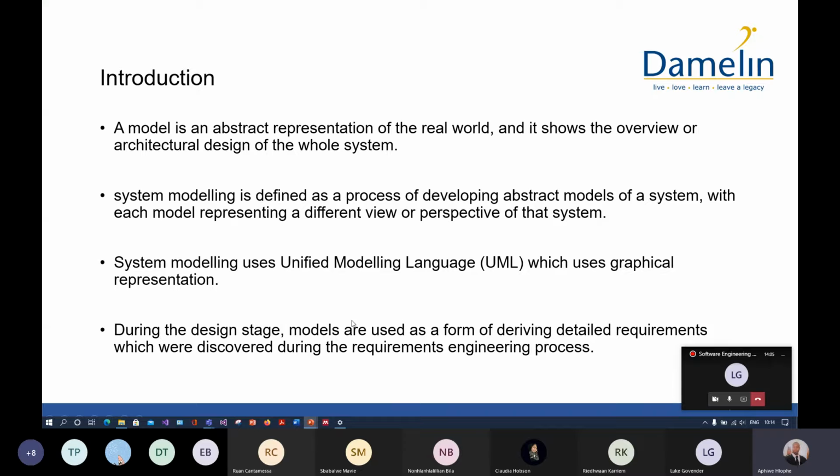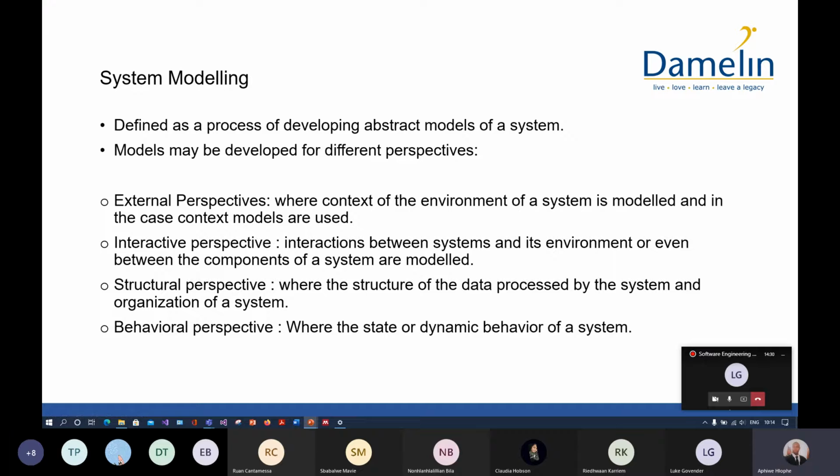During the design stage, models are used as a form of deriving detailed requirements, which were discovered during the requirements engineering process. So during the requirements engineering process, you would have discovered the requirements during your elicitation process. And then we use those designs or these models in the design stage of the SDLC. Okay, so we said systems modeling is defined as a process of developing abstract models of a system.